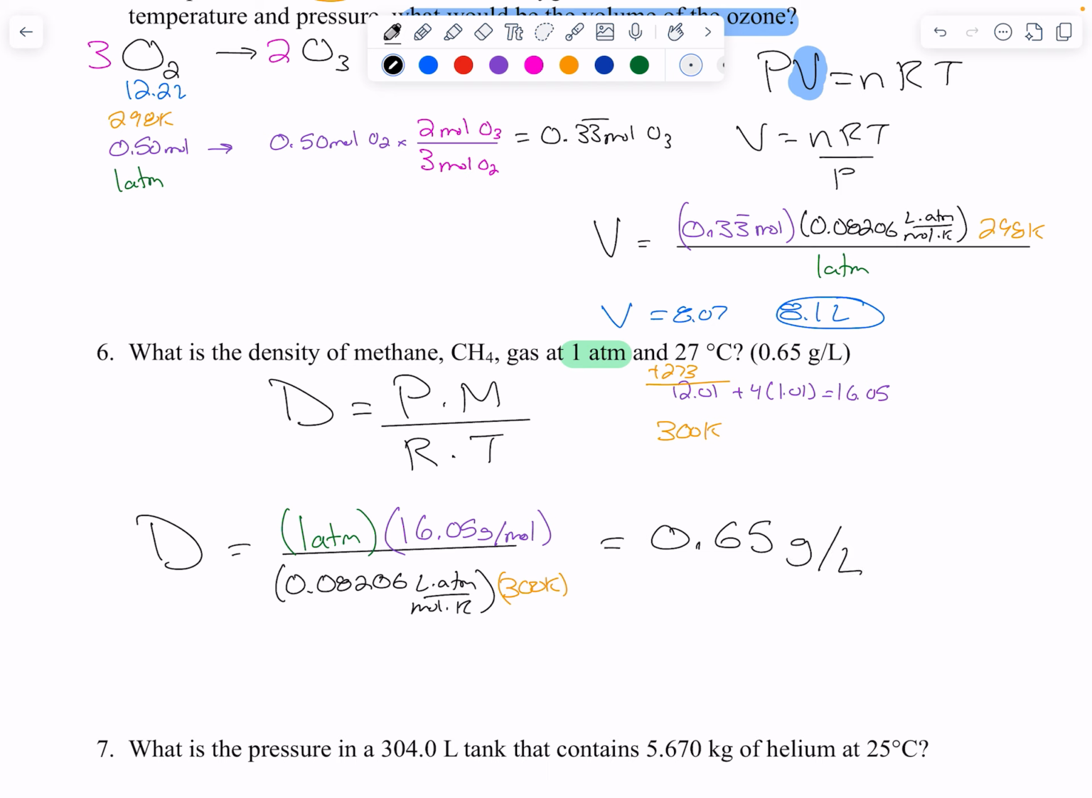And grams per liter is the right unit, right? Because let's see what cancels here. Atmospheres is gone. Moles is gone. Kelvin's gone. And it's grams per liter. That's perfect.